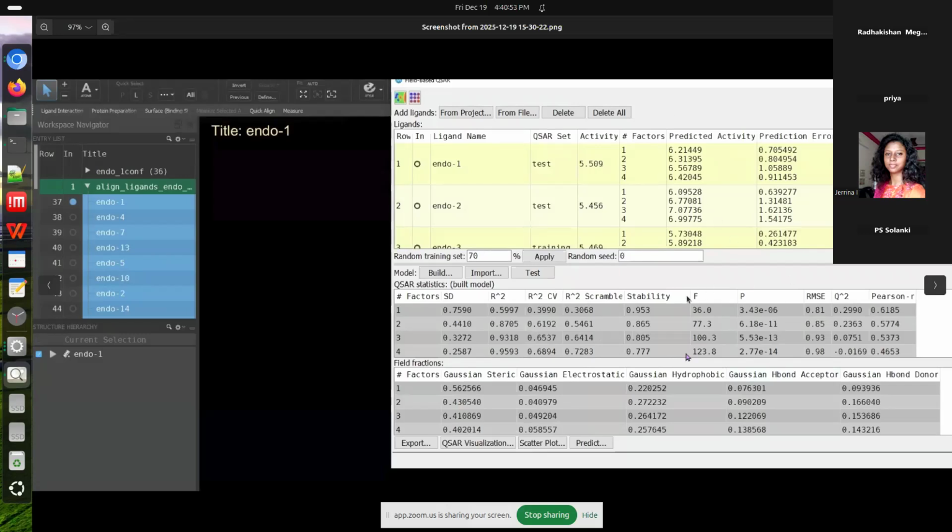And you can also see the p-values for that data set, and this is the RMSE and the fractile scores, and the Pearson coefficient values are also displayed here. From the standard deviation till the p-value, it is for the training set values. From the RMSE to the Pearson coefficient values, it is for the test sets. These values belong to the test set, and these values are for the training set. And you can also see this Gaussian steric, Gaussian electrostatic, Gaussian hydrophobic. These are the scores given to the corresponding ligands.